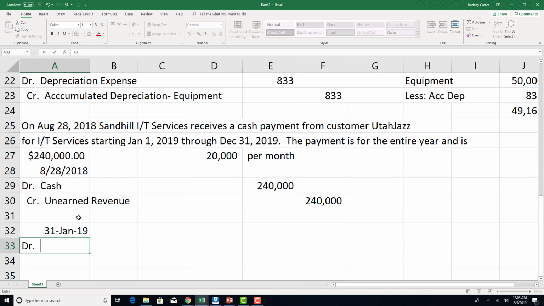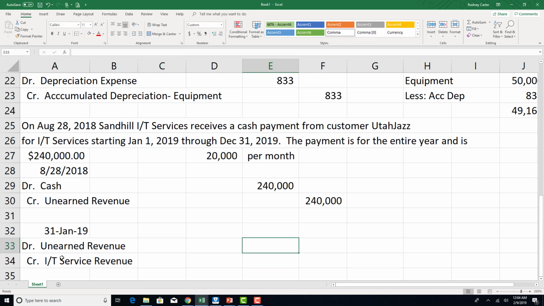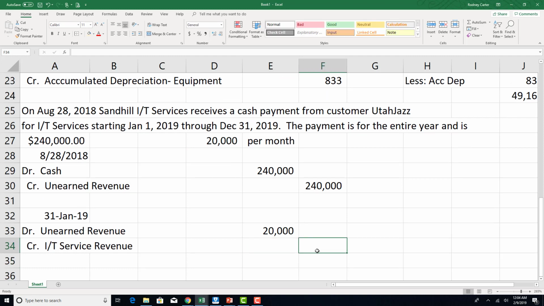So I'm going to debit unearned revenue because I'm going to reduce it. We reduce a liability by debiting it, and of course we increase it by crediting it, as I did here. Unearned revenue, and I'm going to credit IT service revenue. We've earned how much of this contract? We've earned $20,000. We increase revenue with a credit.